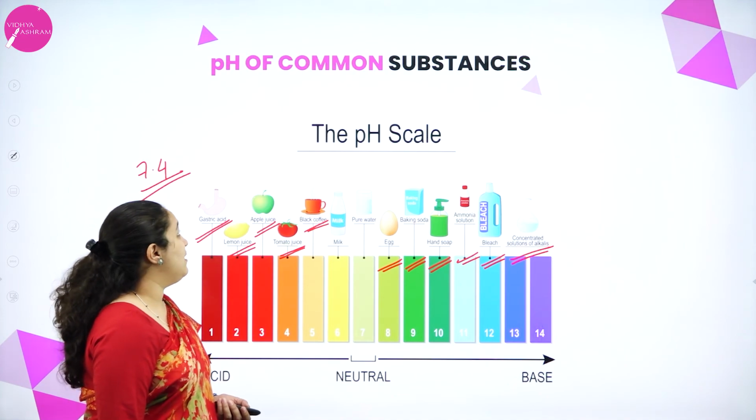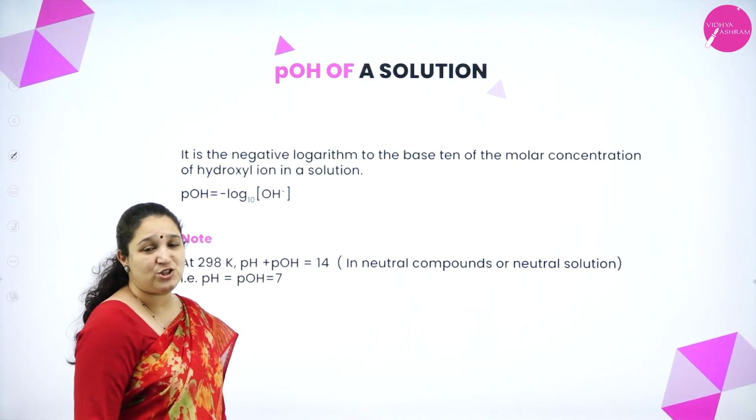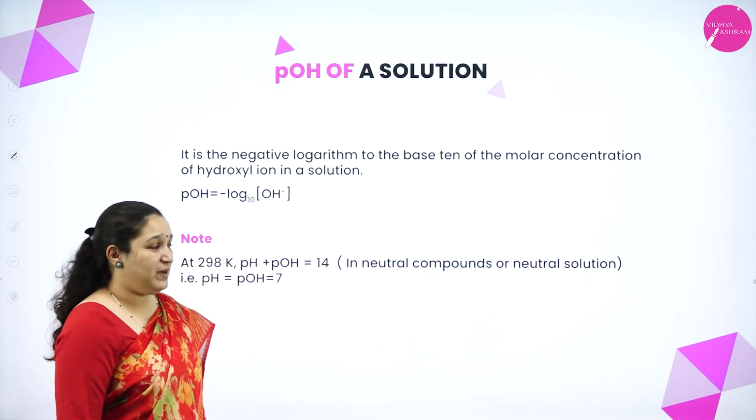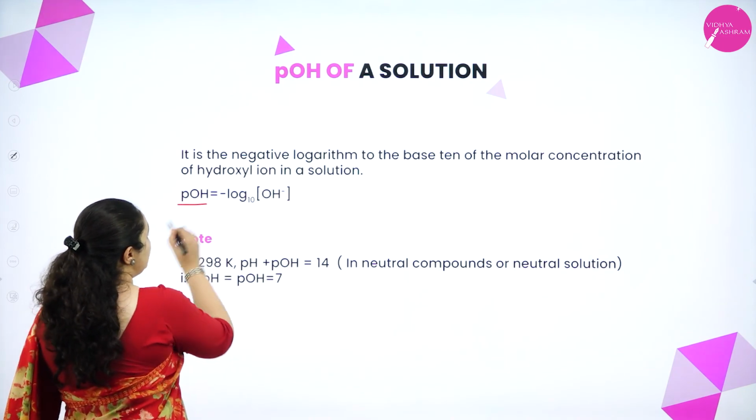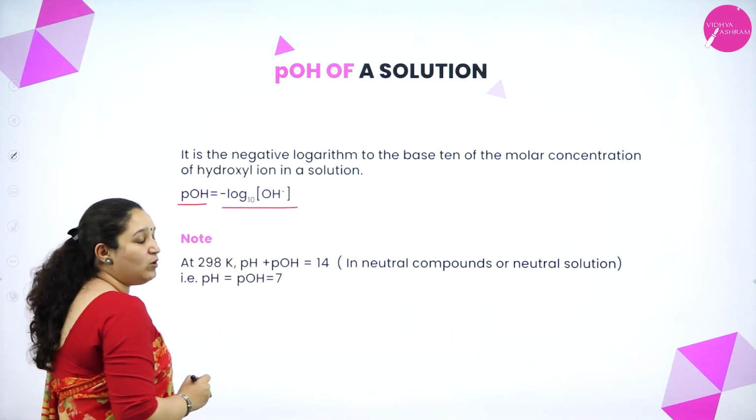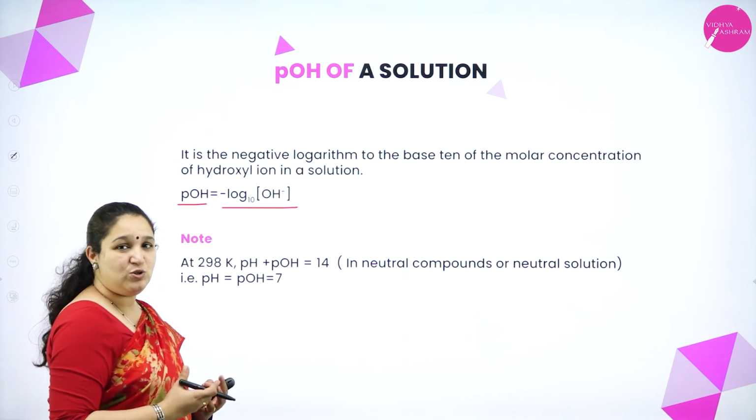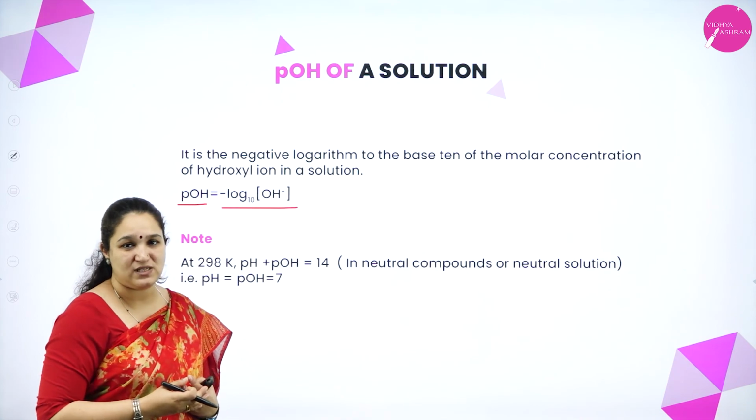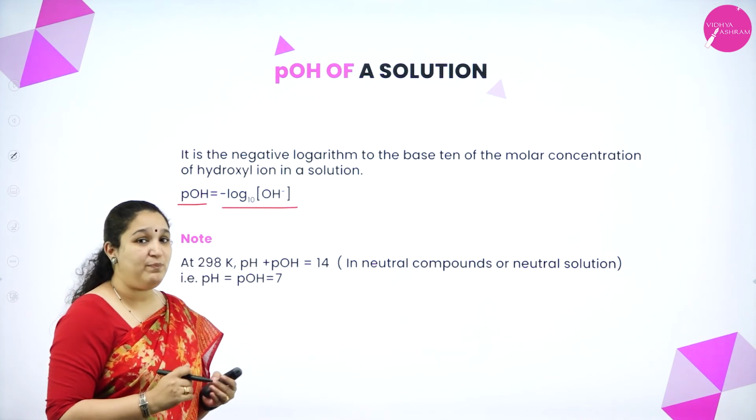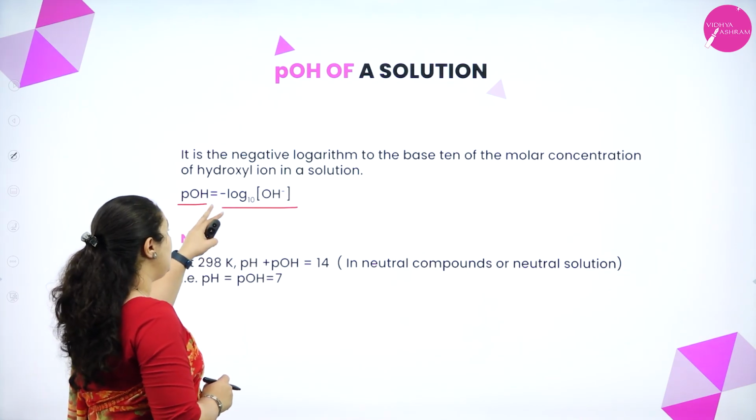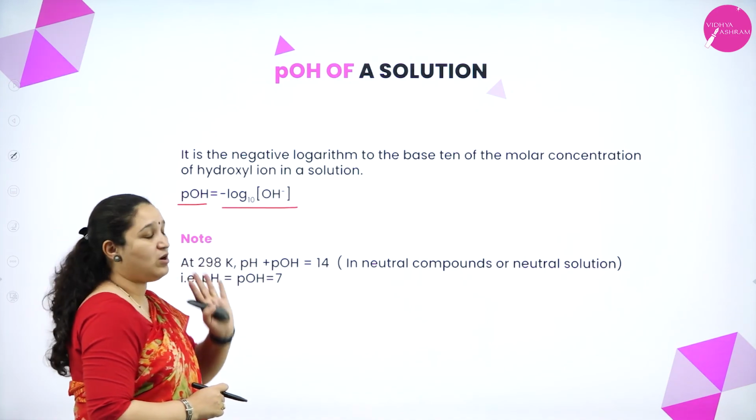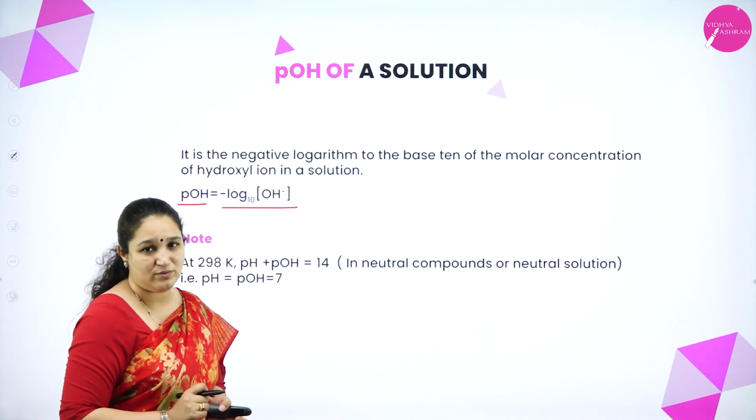So next thing is about pOH of the solution. What is pOH of the solution? pOH is equal to negative logarithm of molar concentration of OH minus ion. That is, if a solution can give away OH minus ion, then you can also calculate the pOH. So pOH is equal to negative logarithm of molar concentration of OH minus ion.